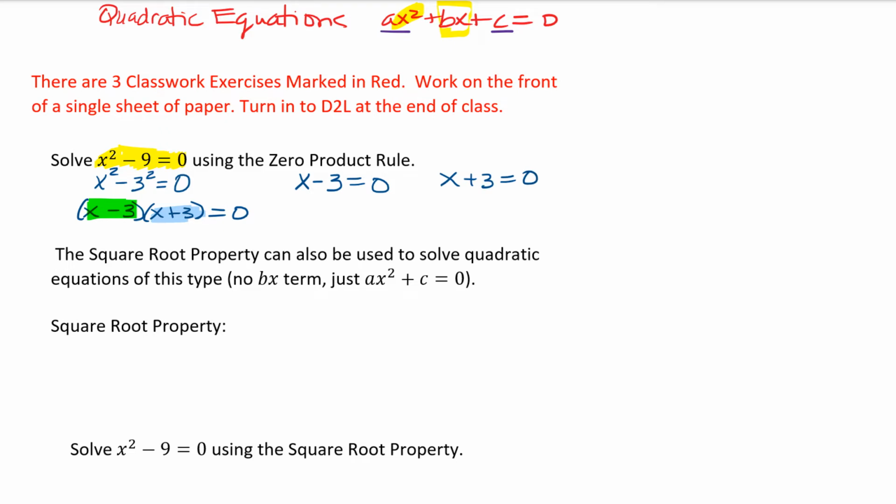If x minus 3 is 0, isolating the x in this linear equation by adding 3 to both sides, we get that x is equal to 3. And in the other linear equation, we subtract 3 from both sides and we get x equals negative 3. So there are two solutions, 3 or negative 3.